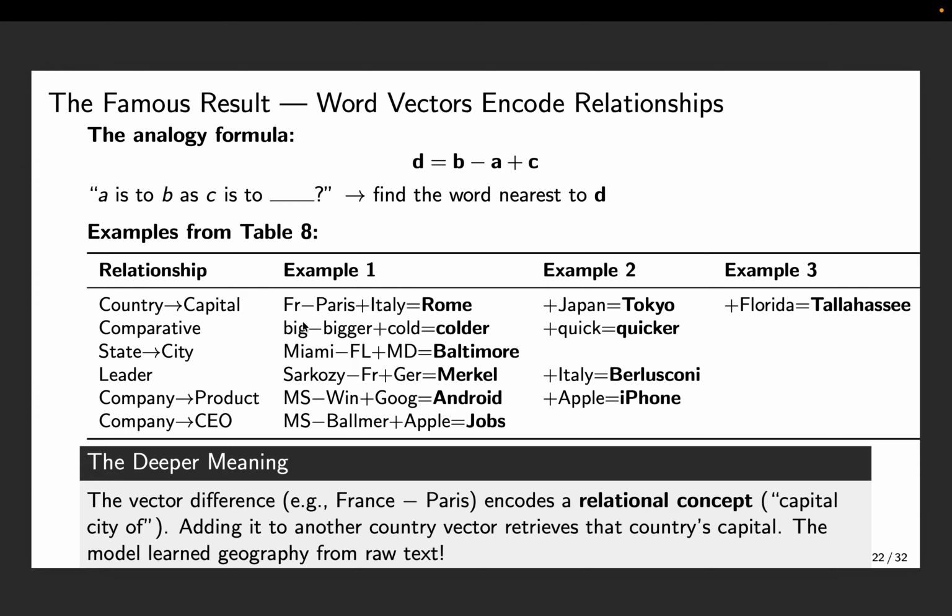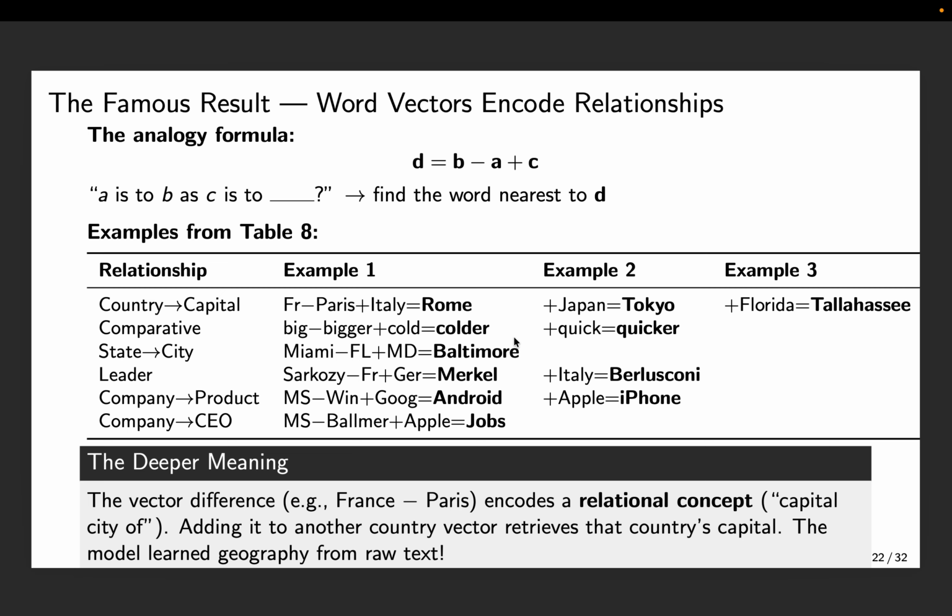So basically, big minus bigger plus cold is equal to colder. The vector here, bigger minus big, captures the concept of comparative degree, and add to cold you get colder. And the model has learned grammar from the raw text.